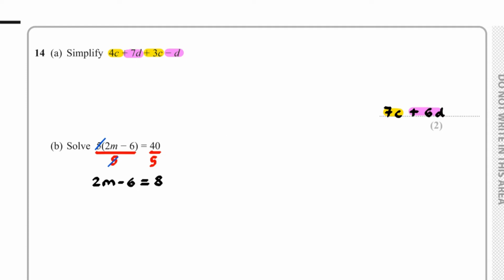equals 8. And now if we add 6 to both sides, what you can see is 2m equals 14. Now if I divide both sides by 2, that means m equals 7.